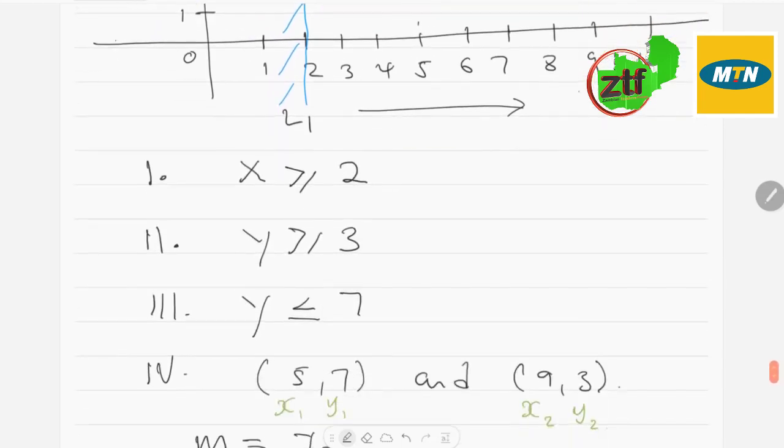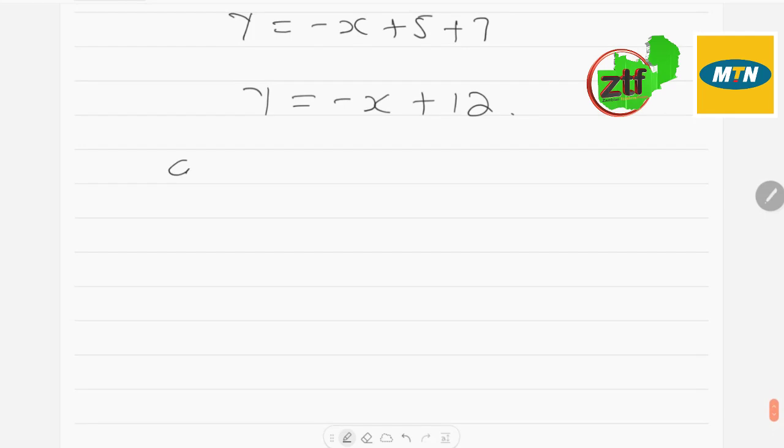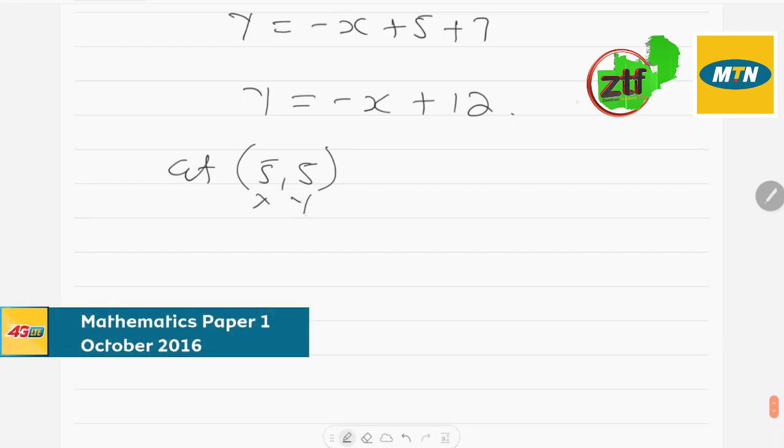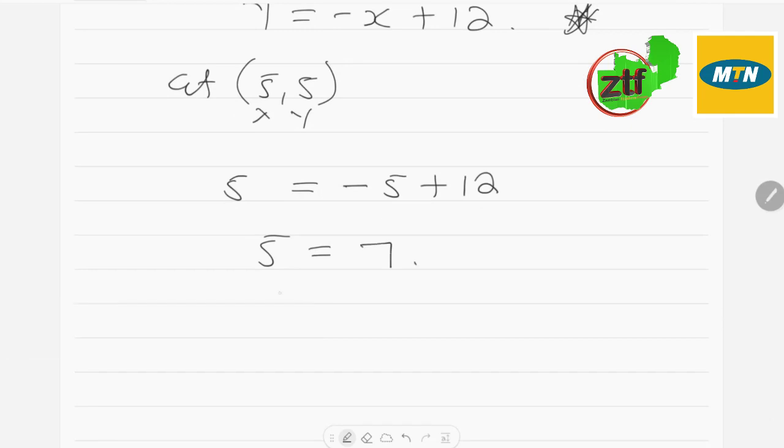So when I pick (5, 5), you see that at (5, 5), this is the coordinate of x, this is the coordinate of y. When I substitute in this equation, star, I'll have 5 equals minus 5 plus 12, which will give me 5 equals positive 7. Now, you can see that 5 is not equal to 7.